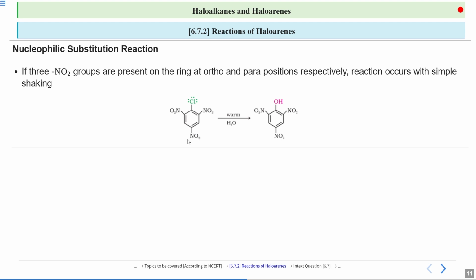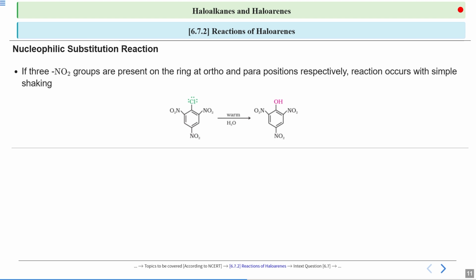But due to the presence of three NO2 groups, that means three electron withdrawing groups, the reactivity of this reactant is increased. That reaction is occurring only with simple shaking, okay, and you will get your desired product. So the reactivity is increasing as you are increasing the electron withdrawing groups on the ortho and the para positions of the benzene ring.